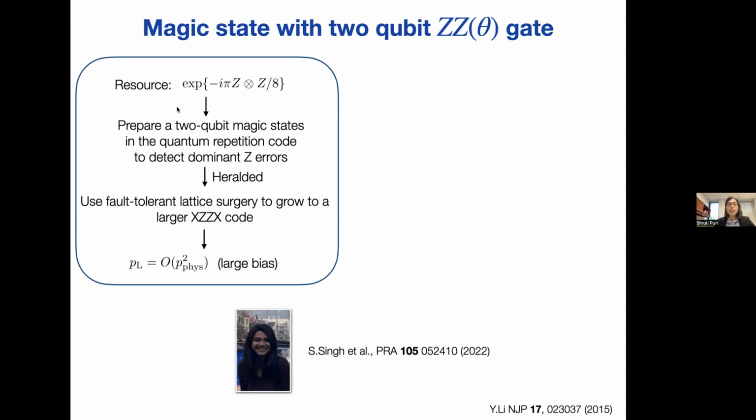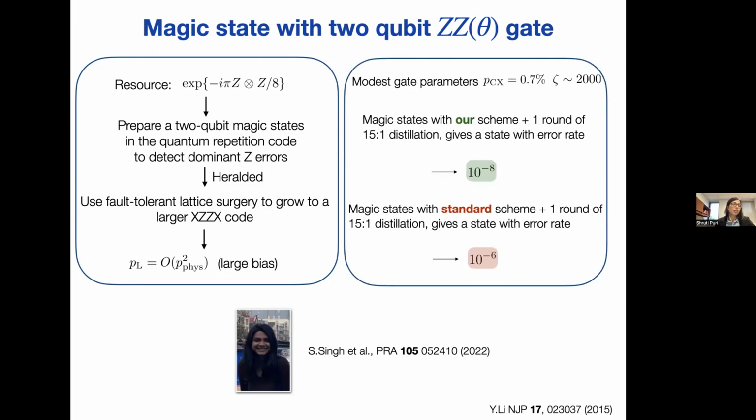So to give you an intuition for how much this will affect my magic state distillation, let's look at some modest gate parameters. So let's look at a CNOT gate infidelity of about 0.7%, which we expect to be able to reach in the lab in the next year or so. And let's look at the bias of about 2000. So this is still a factor of 4 away from the bias we have in the lab right now, but it's only a factor of 4, and we believe we can reach this number.